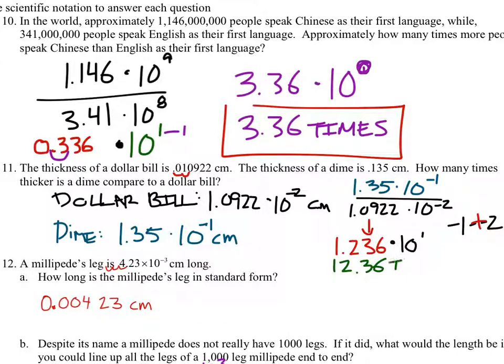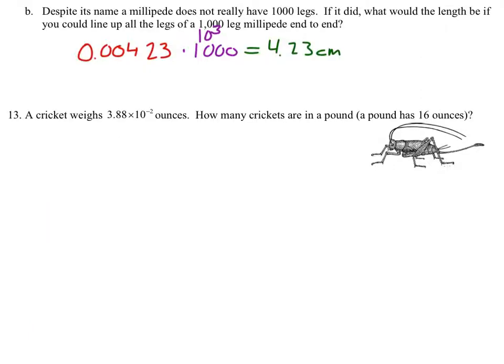Are we doing 13 and 14? I guess bigger. A cricket weighs that many ounces. How many crickets are in a pound, which has 16 ounces? All right, so we got to take 16 ounces and divide this by 3.88 times 10 to the power of negative 2. That will tell us how many of the crickets would be in those 16 ounces.